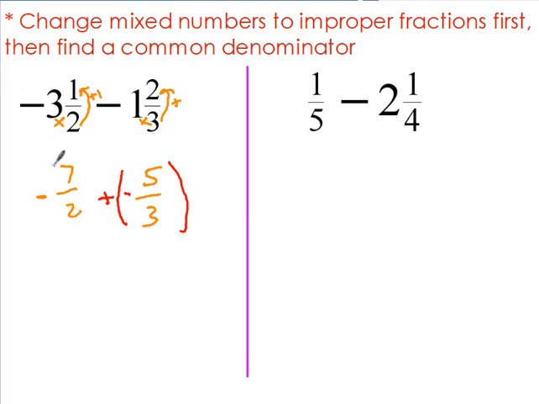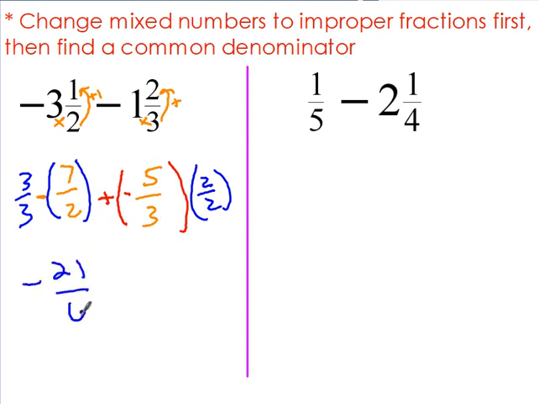So I'm really doing 7 over 2 times 3 over 3, and then 5 over 3 times 2 over 2, because that would give me 6 in both of my denominators. So this is going to give me -21 over 6 plus -10 over 6. Now that I have my common denominator, I can really just put aside the numerators.